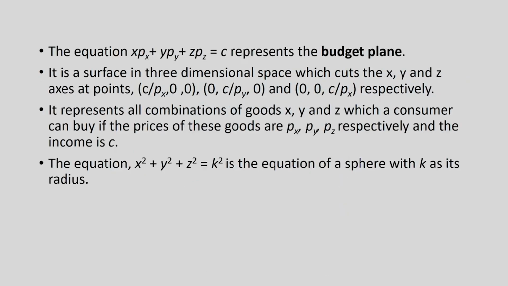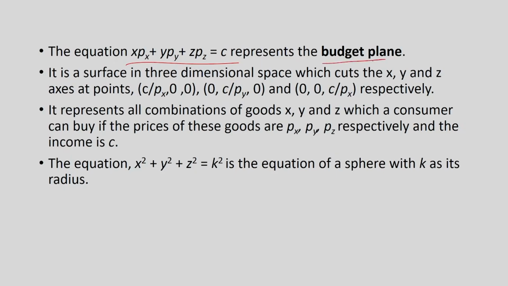So, now let us talk about a more complicated sort of plane. Let us talk about this: x multiplied by px plus y multiplied by py plus z multiplied by pz is equal to c. This is what we are calling the budget plane. Why are we calling it the budget plane?